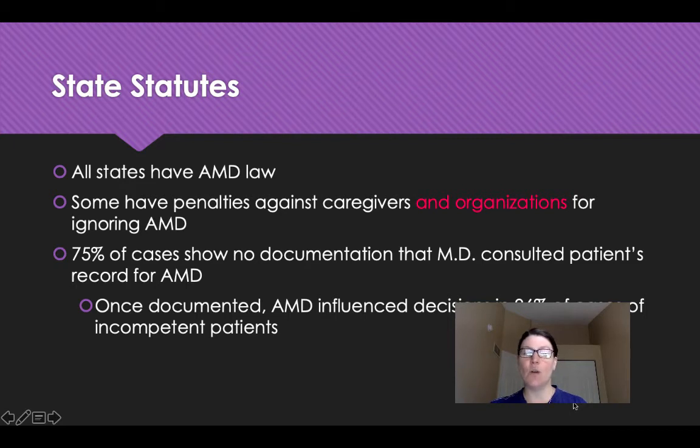75% of cases show that there's no documentation in the medical record that the physician consulted the patient's record for advanced medical directives. And once documented, the advanced medical directives influence decisions in about 86% of cases. So if the physician documents that they have reviewed the advanced medical directive, and here's what's stated and here's what the wishes are, that in a large percent of cases influences decision making for incompetent patients. So having that documented, doing the proper format for your state, and then documenting that is crucial.